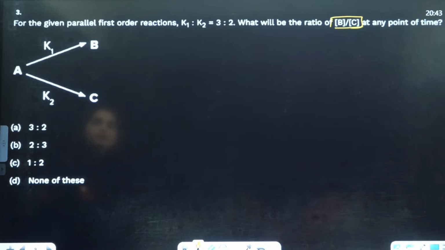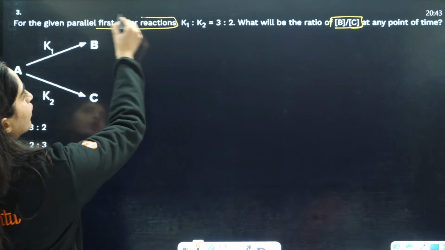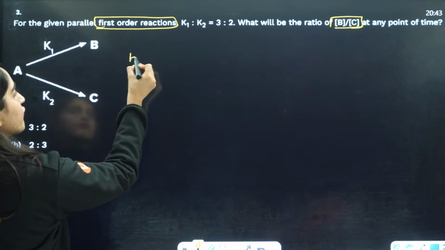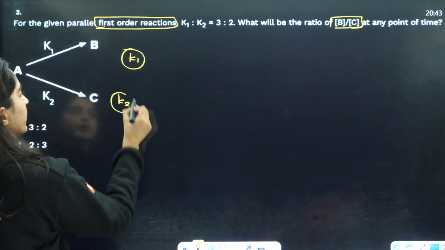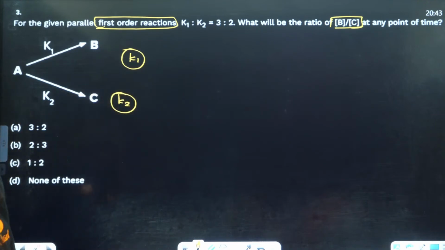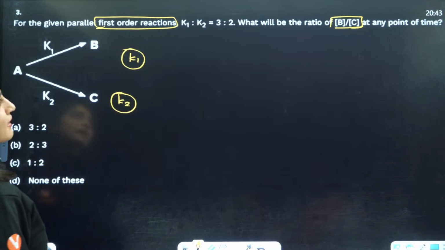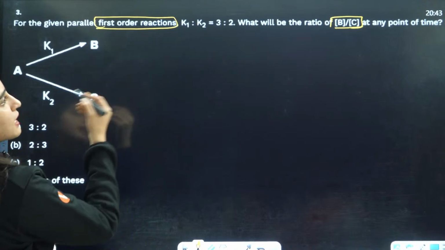So, if you see this reaction, they are saying this is a first order reaction. That means K1, right? Talking about K1 and talking about K2 here. This is the K2 here, right? So, we are going to write the rate laws here. For K1 it is B, for K2 it is C, right? So you can just directly write that the ratio will be same, isn't it?